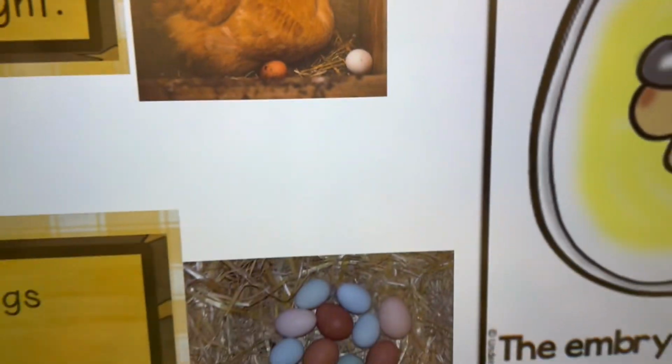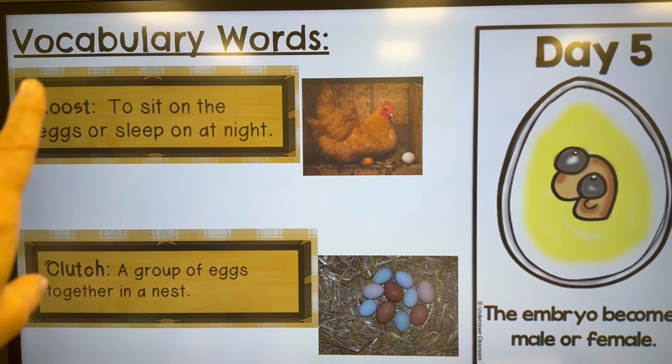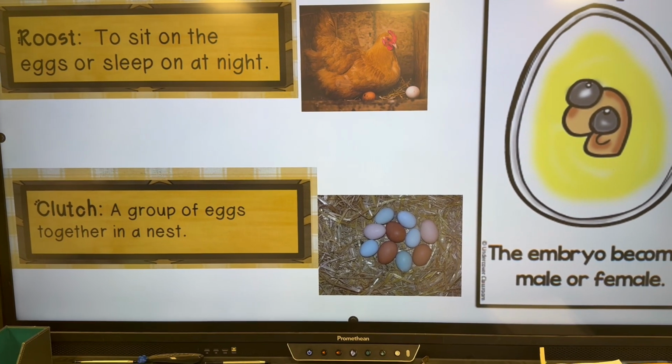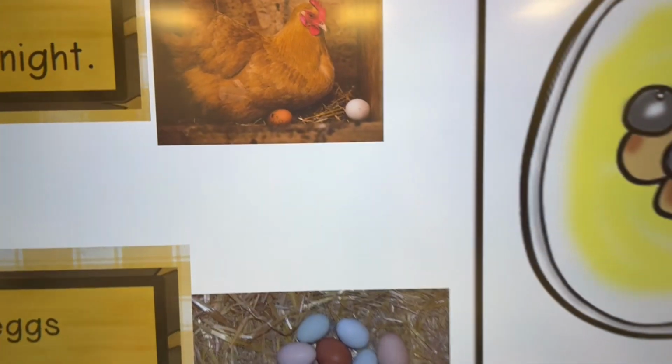On day 5, we had roost, which can mean to sit on the eggs, or that's what they're called when they're sleeping on a perch at night. And then a clutch is a group of eggs together in a nest. On day 5, the embryo became male or female.